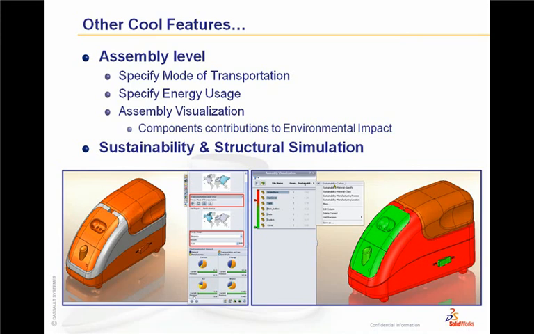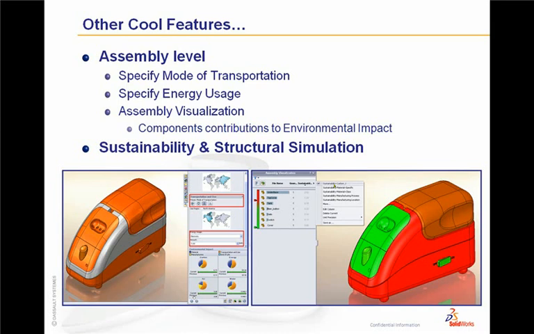In the earlier demonstration, we looked at the part level analysis of the drive sled model. All the functionalities shown there are part of the SolidWorks SustainabilityXpress tool, which ships with every seat of SolidWorks at no extra cost. Now, in the full version of the product, which is called SolidWorks Sustainability, there are other key features supported, such as assembly level analysis, where the mode of transportation and energy usage of the product can be specified, and also you can understand the contribution of these two on the environmental impact factors.